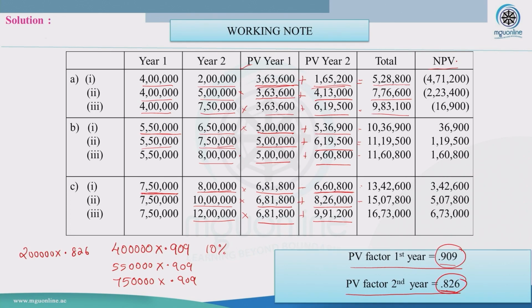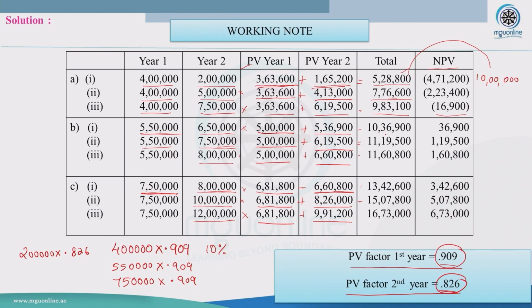The formula for the calculation of net present value is cash inflow minus the total cost of the project. The cost of the project will be 10 lakh. So, total inflow will be 5,28,800. So, 5,28,800 minus 10 lakh is negative 4,71,200. And in the second option, 7,76,600 minus 10 lakh will be minus 2,23,400. In the third option, 9,83,100 minus 10 lakh will be minus 16,900.